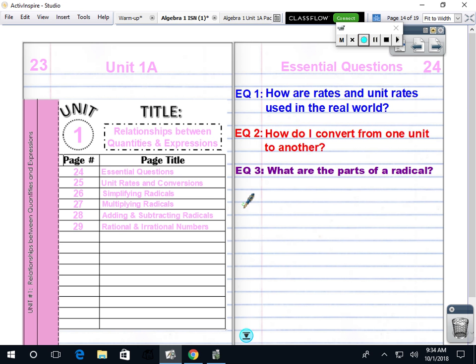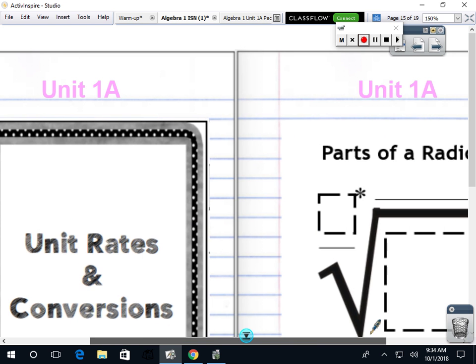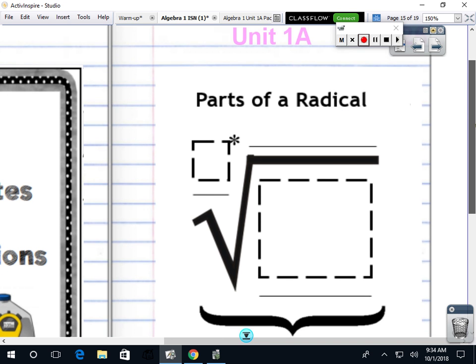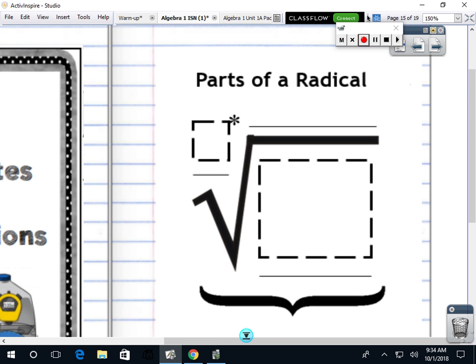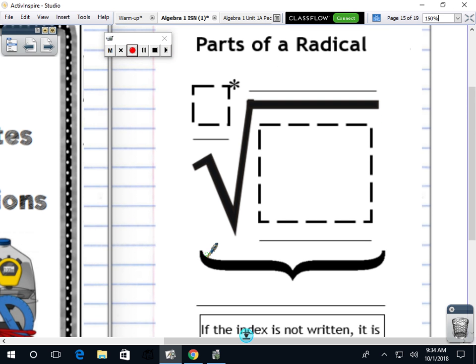Okay, does everybody have it updated now? Okay, now turn over to page 26, right here, and let me zoom in. Okay, and today we're going to be learning about the parts of a radical and how to simplify a radical. All right, parts of a radical. Okay, first of all, to have a radical, you have to have this radical symbol. Okay, so that's known as the radical symbol.